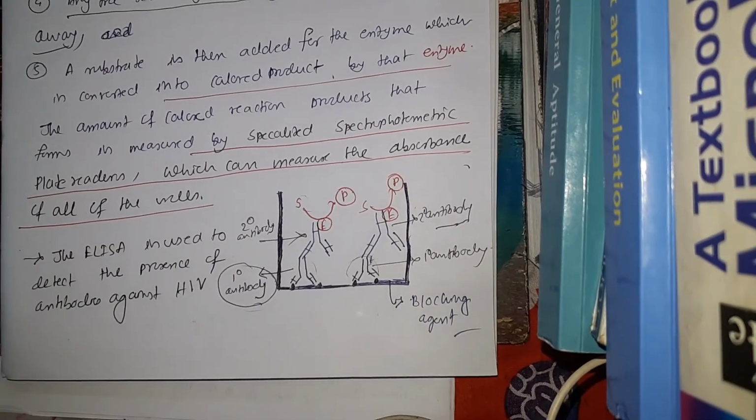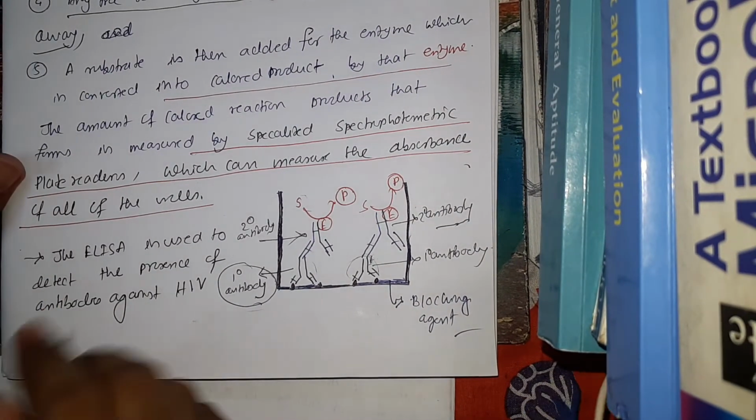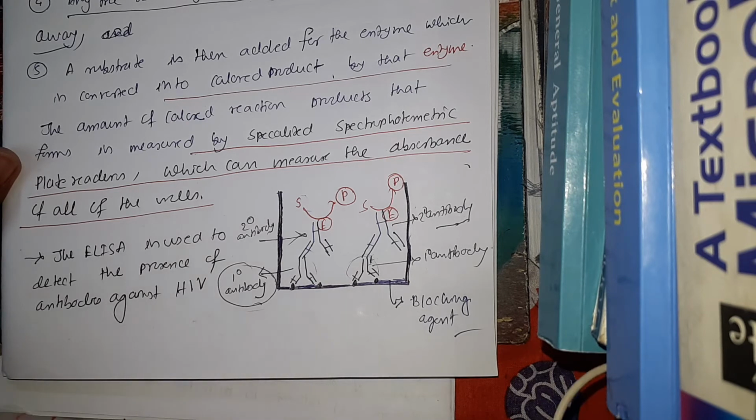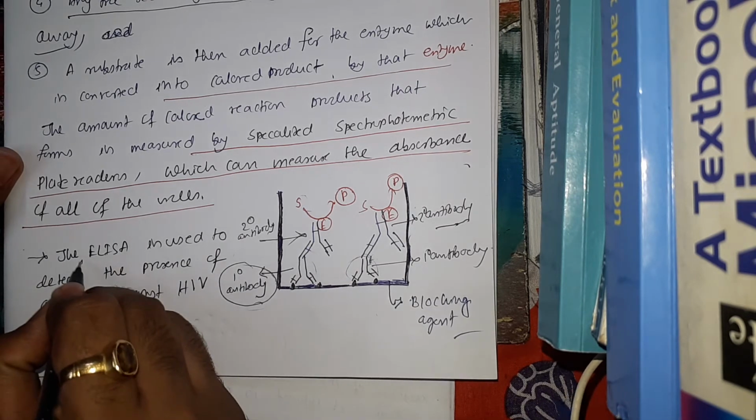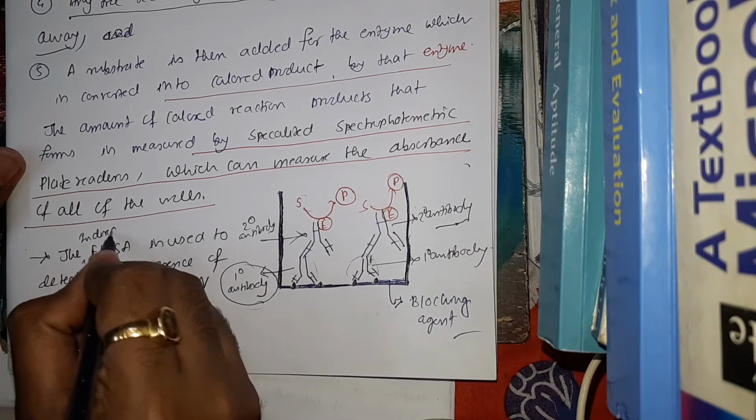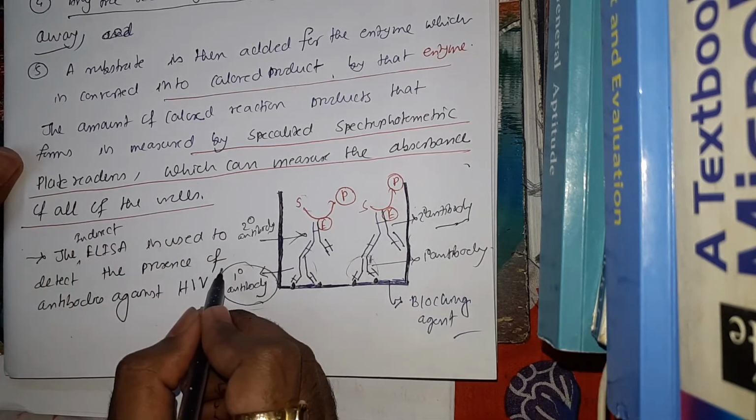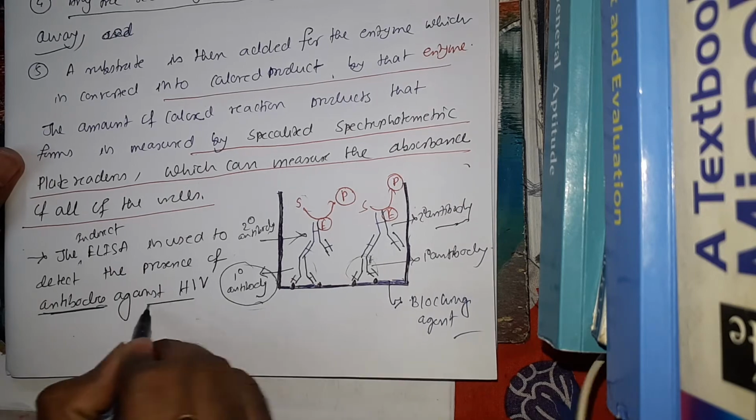One most interesting real life example of the use of ELISA is indirect ELISA. Indirect ELISA is used to detect the presence of antibodies against HIV.